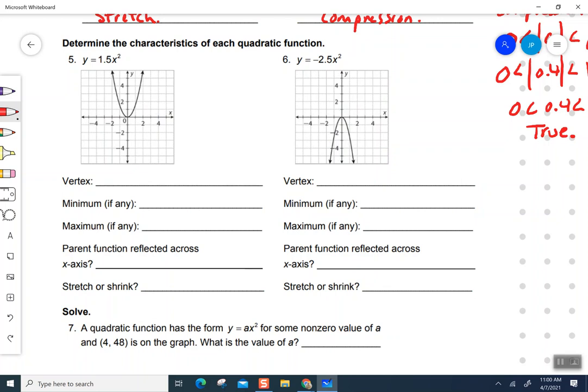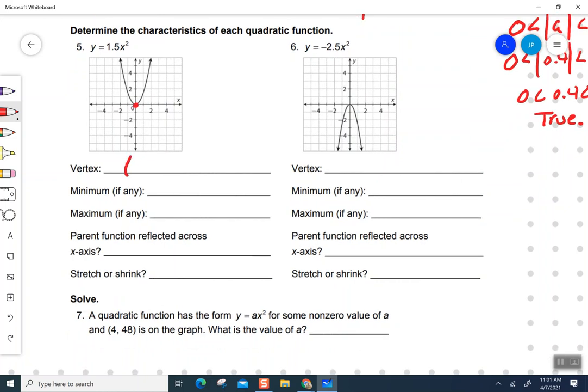answers. Okay, so for question 5, we're looking for the vertex. Please remember what the vertex is. It is the lowest point or the highest point on the graph where both ends connect together. So if I were to put a dot right here, that would be my vertex. So the vertex is located at 0, 0. Okay, is it opening upwards or downwards? This one is opening upwards, therefore I have a minimum, and it's located at 0, but I do not have a maximum.